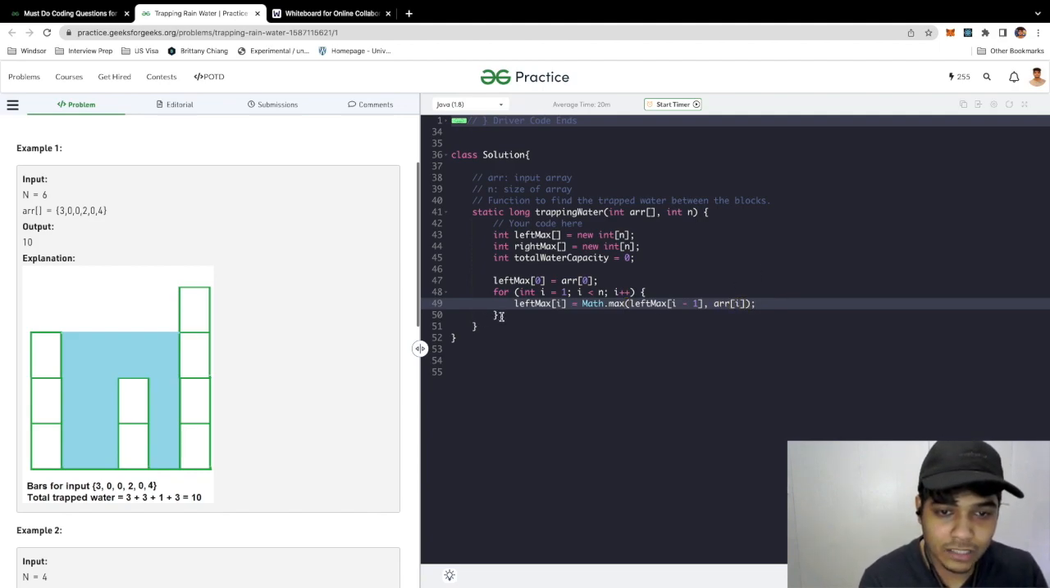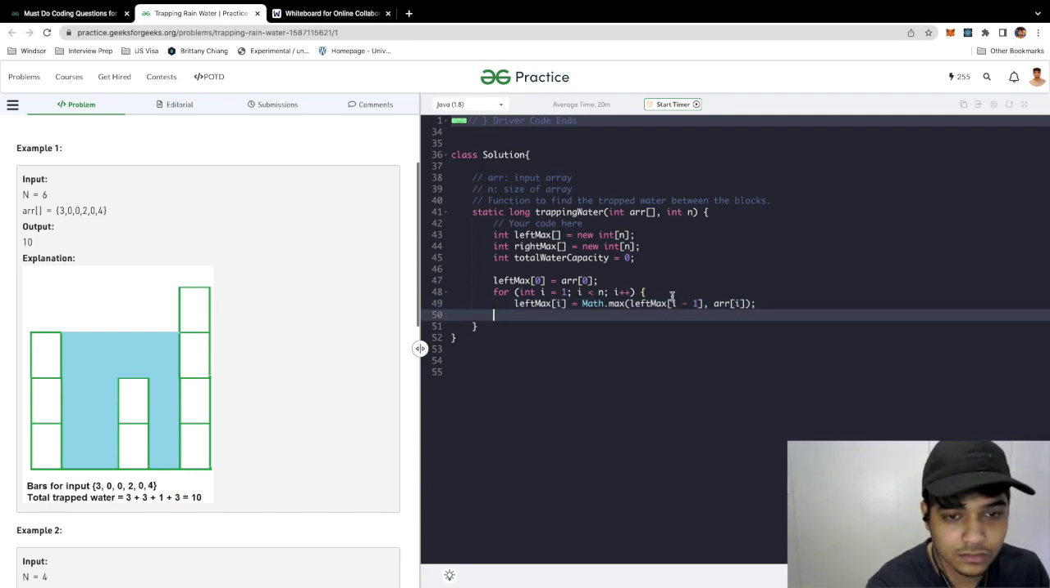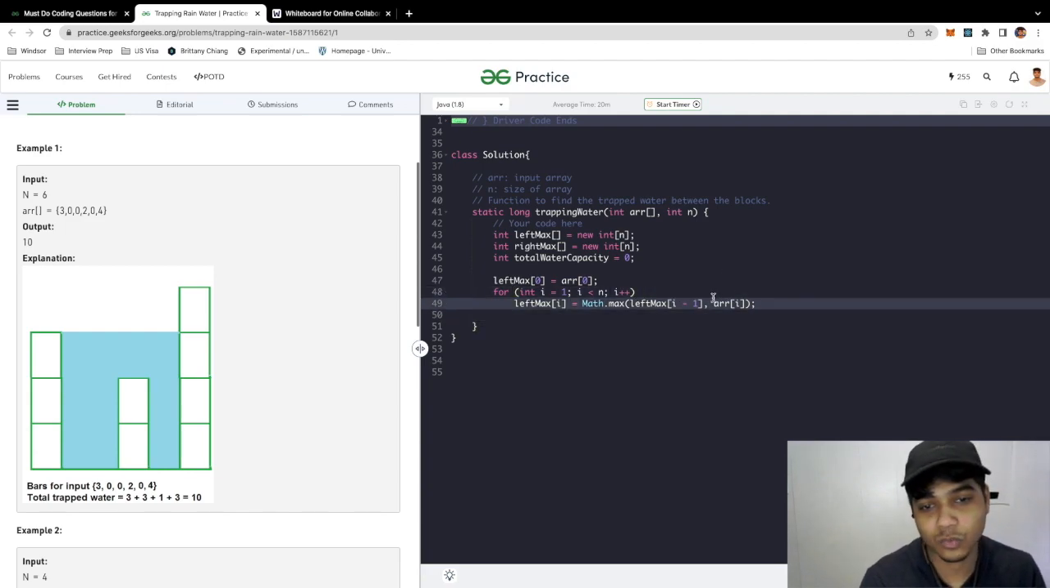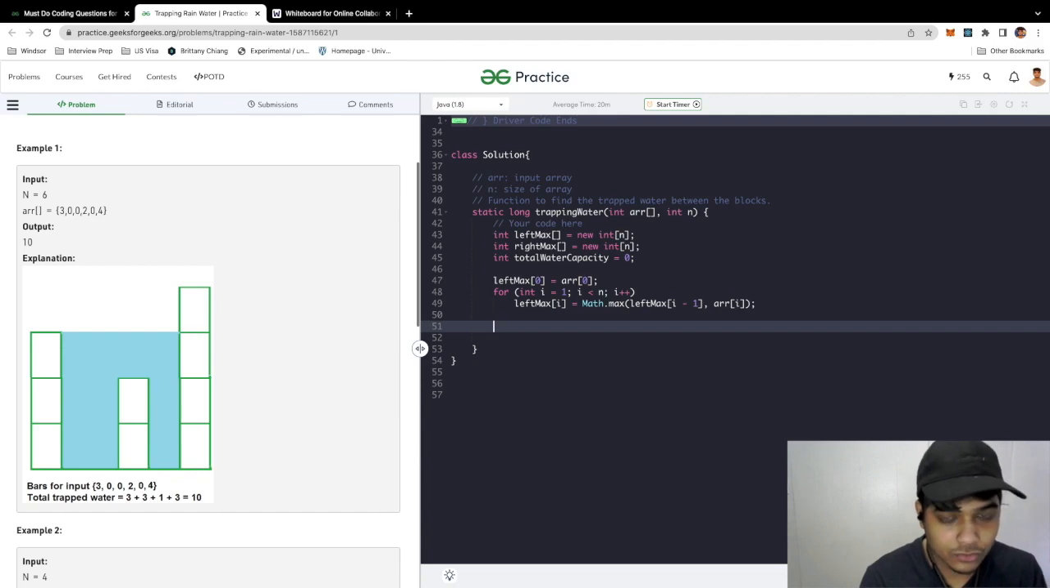I mean, you could even make this a bit cleaner and remove these curly braces because we don't need them. This is one line. Anyway, for the next step, we need to figure out the right max element. Before we do that, we need to set the rightmost element. So the element at position n minus 1 would be equal to the element at position n minus 1 here.